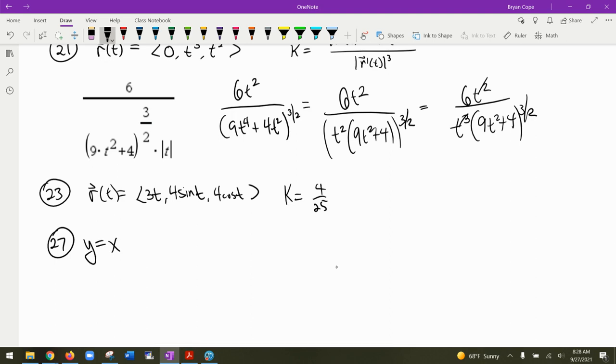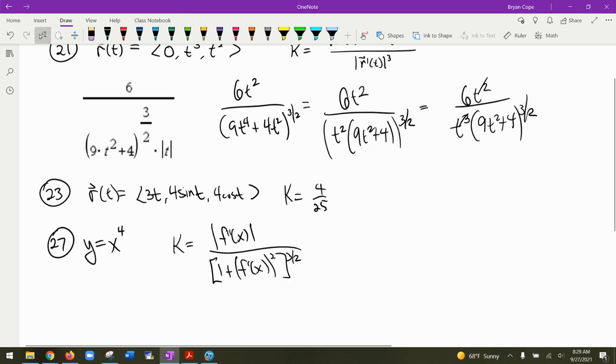Okay, so we've got y equals x to the fourth. And if we go back a page or two, I mentioned this near the end of class. We did not derive it. Curvature is the absolute value of f double prime of x over (1 plus f prime of x squared) raised to the 3 halves. So let's try and do this one by hand instead of going to the calculator. I think this is pretty doable by hand.